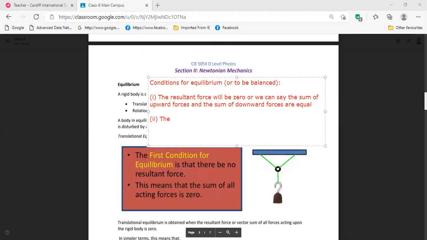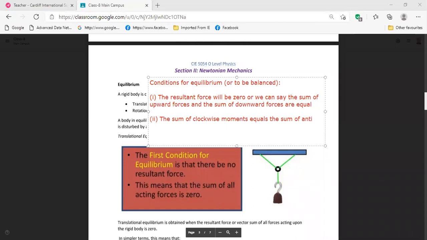the sum of clockwise movement equals the sum of anti-clockwise movement. The sum of moments.